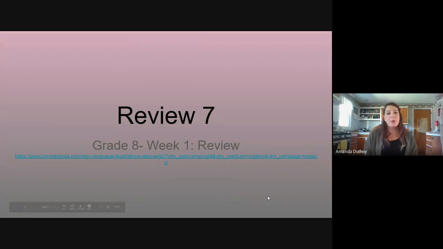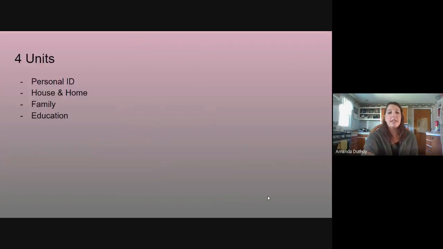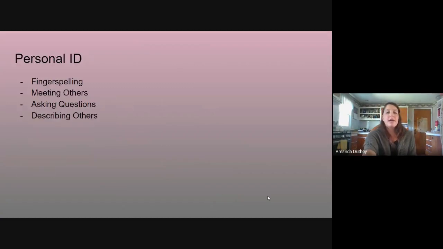So at this point, we are going to review the units for 8th grade. Last year in 7th grade, you should have learned personal ID, house and home, family and education. So we're going to start reviewing with that. And in personal ID, we start with fingerspelling, move on to meeting others, asking questions like who, what, where, yes, no, and then describing others.